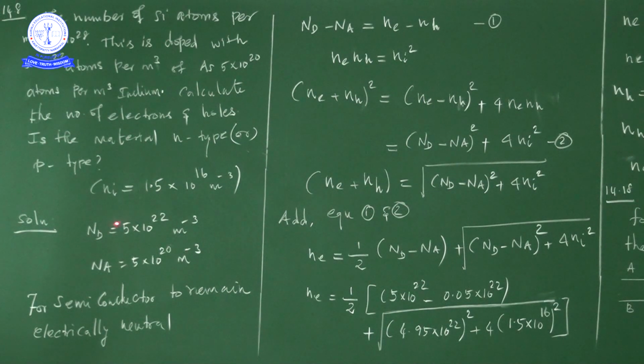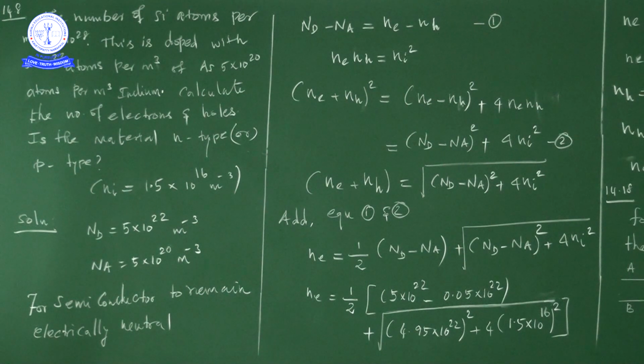Then Nd is equal to 5 into 10 power of 22 atoms per unit volume. Per unit volume means 1 by volume. So Nd is nothing but the number of arsenic atoms. Then the number of indium atoms is 5 into 10 power of 20 atoms. So Nd is equal to the number of arsenic atoms, 5 into 10 power of 22 meter power minus 3. Then Na is the number of indium atoms, 5 into 10 power of 20 meter power minus 3. So Nd belongs to arsenic atoms, Na belongs to indium atoms.